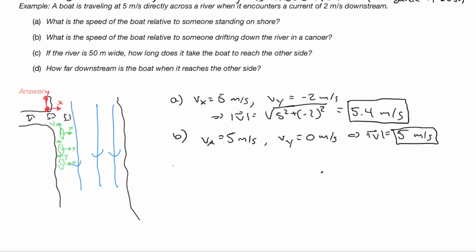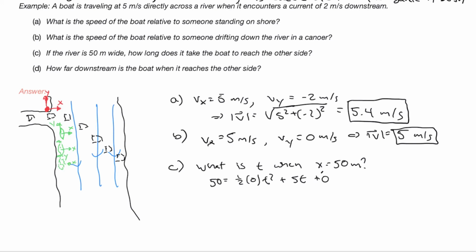But here's the point: if we ask an actual real-world question, like how long does it take for the boat to reach the other side, both are going to agree on that. In this case, the question is, what is t when x equals 50 meters? And they're both going to agree because they realize that it needs to travel 50 meters and that its speed is 5 meters per second in that direction. And so they'll both agree that the boat will take 10 seconds to reach the other side.